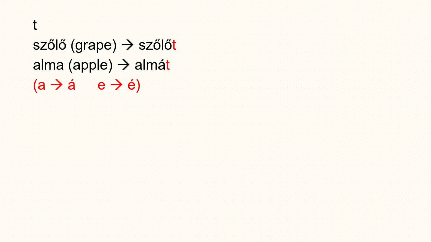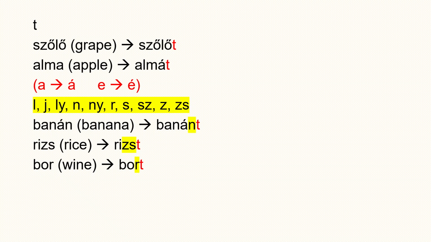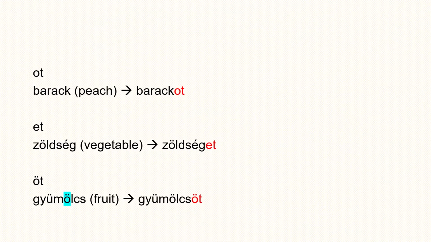After some consonants, in most cases, we also simply add t. You can see these letters here. Some examples: banán, banánt, rizs, rizst, bor, bort. After other consonants, however, you will need a linking vowel.